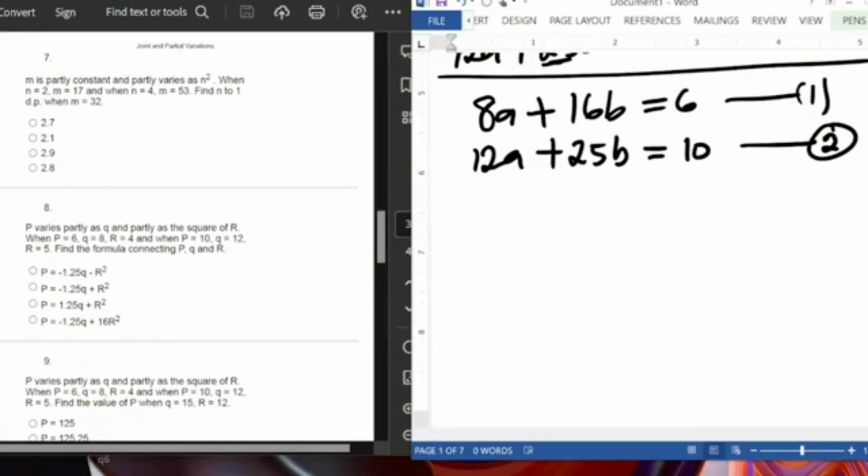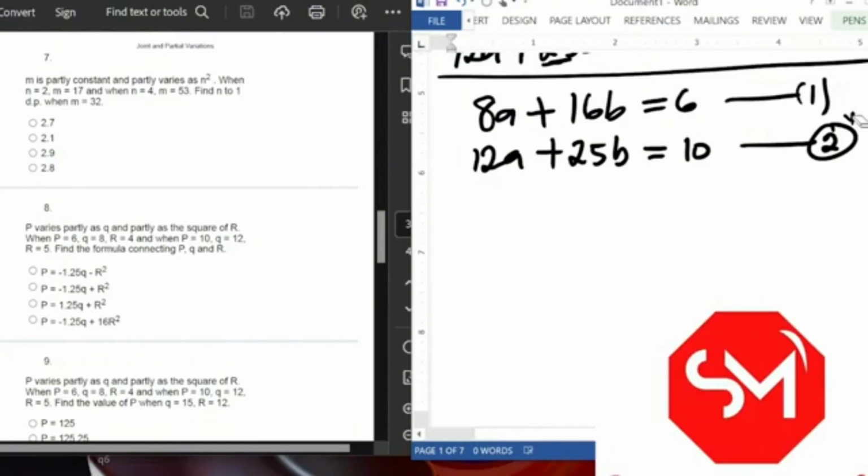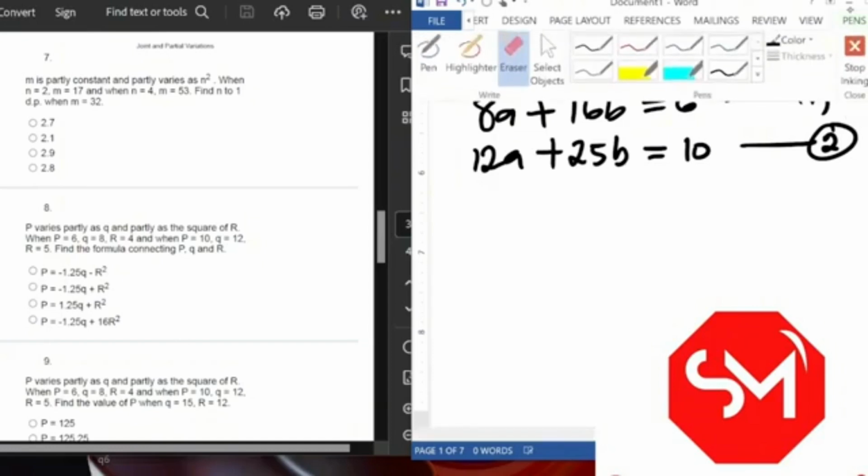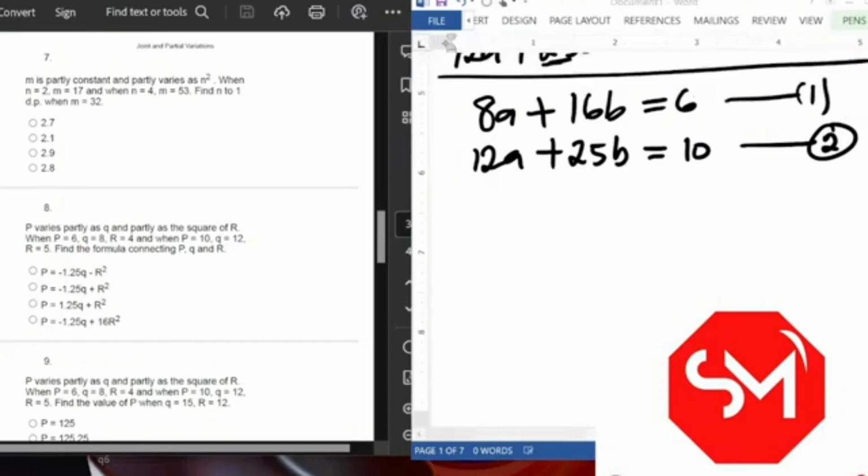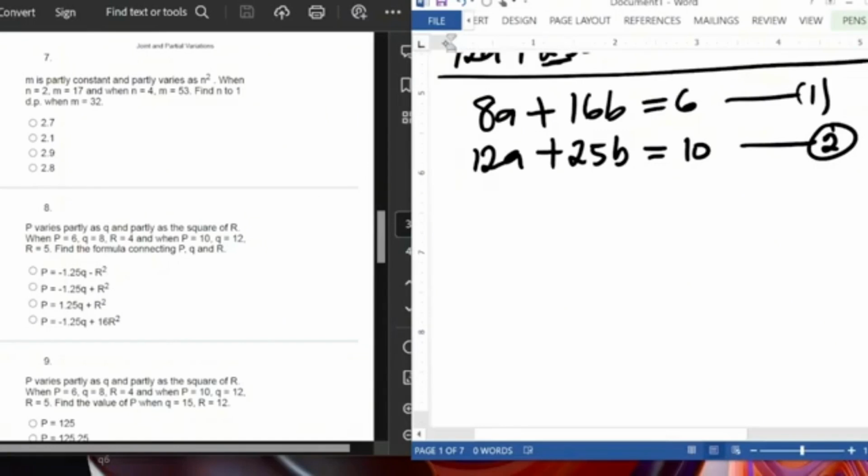Because some students will multiply this by 12, and some will multiply this by 8. They are 100% correct, but this will give you a very big value that will stress you, and we are trying to be out of stress, right? So what we do is find the LCM of the two numbers, and then divide. The LCM of 8 and 12 is 24. So 24 divided by 8 gives 3, which means I'm going to multiply this by 3. And when you divide 24 by 12, it gives you 2, so multiply this one by 2.